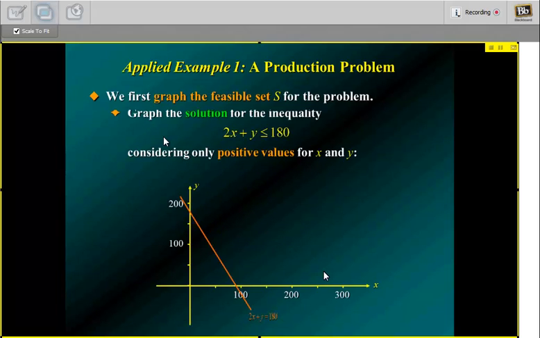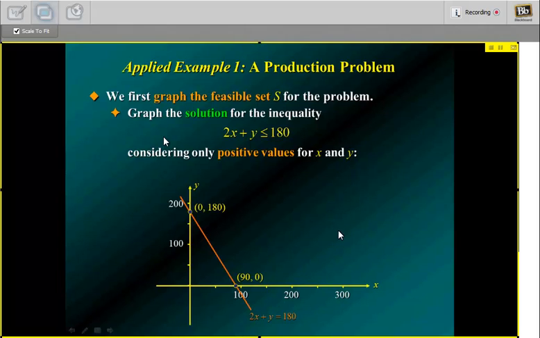We first graph the feasible set S for the problem. First of all, we will draw a graphical solution for the inequality 2x plus y is less than or equal to 180. Consider the positive points x and y. First we put x equals 0, then we get y equals 180. Second, we put y equals 0, so we get x equals 90. So we draw these 2 points on a graph. The first point is here, the other point is here.